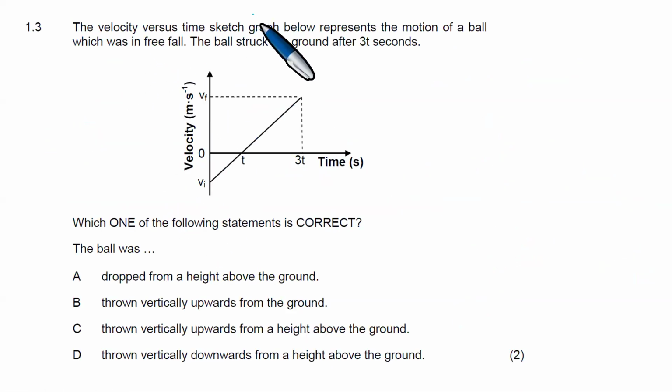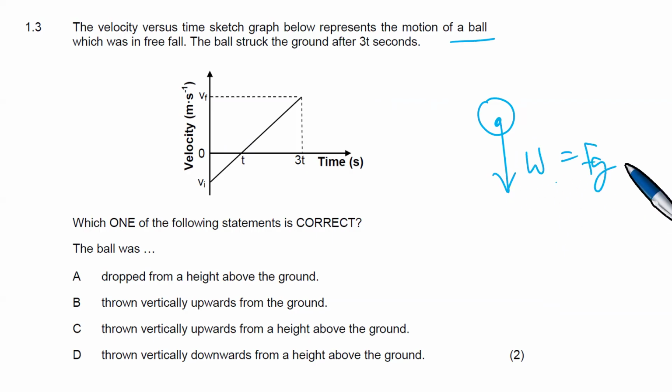The velocity versus time sketch graph below represents the motion of the ball, which was in free fall. Here comes the ball, and it is in free fall, so the only force acting on it is gravity. The ball struck the ground after 3t seconds.